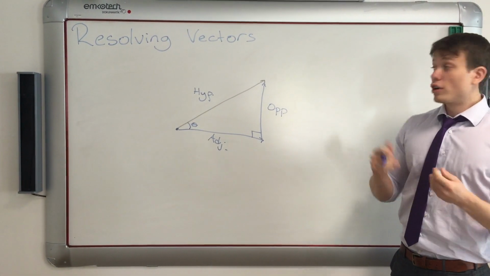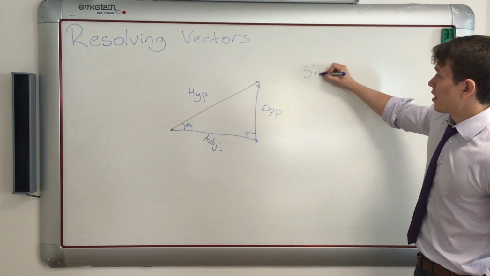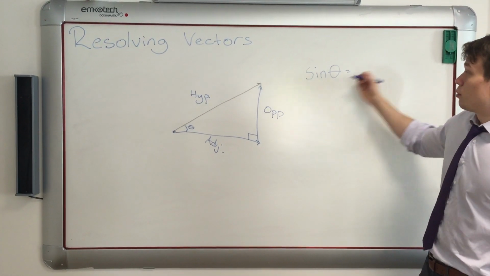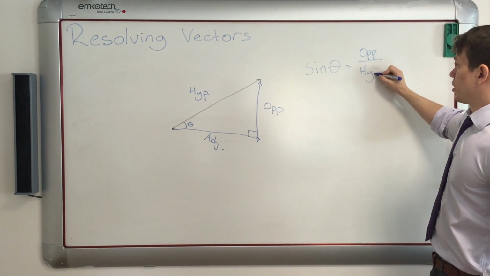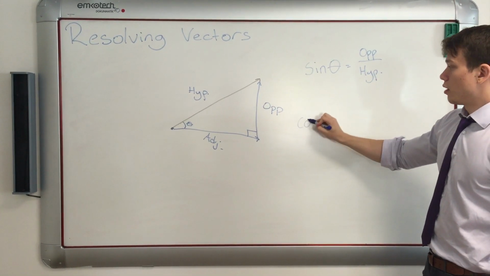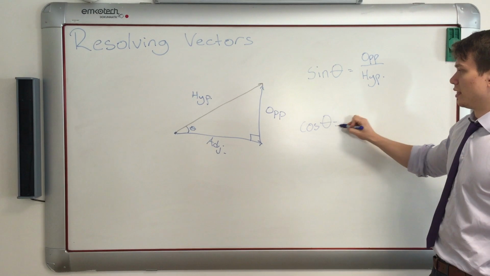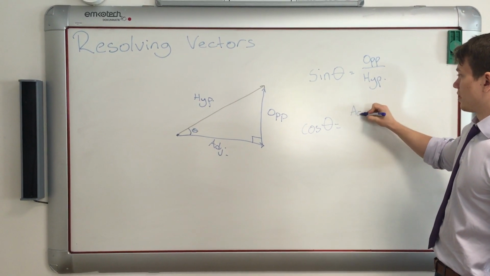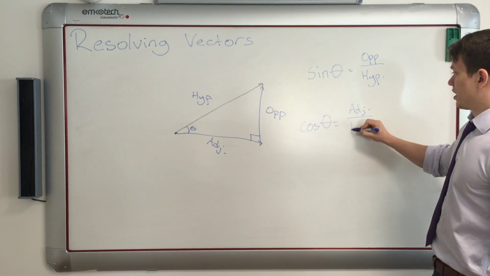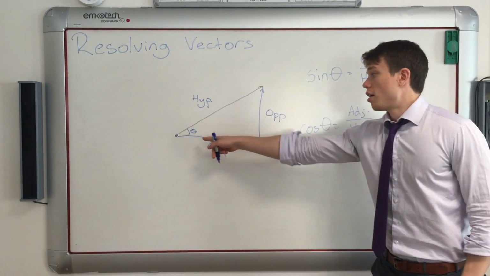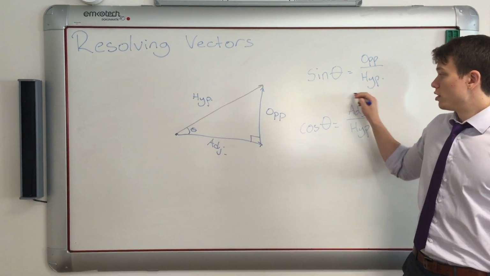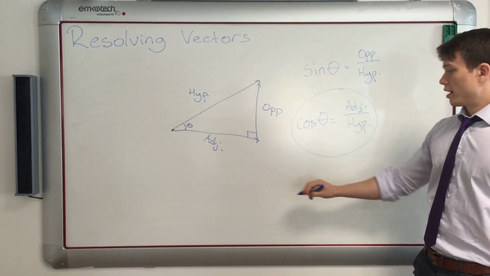the adjacent side. So you know that the sine of our angle is equal to the opposite over the hypotenuse, and the cosine of that angle is equal to the adjacent over the hypotenuse. So if we want to find that horizontal component, we would use this formula.